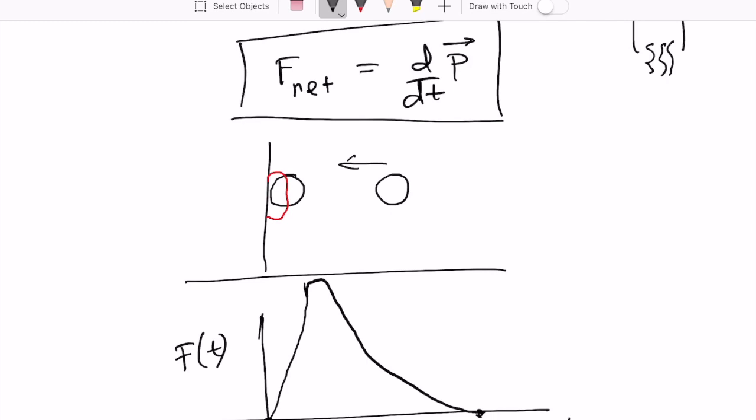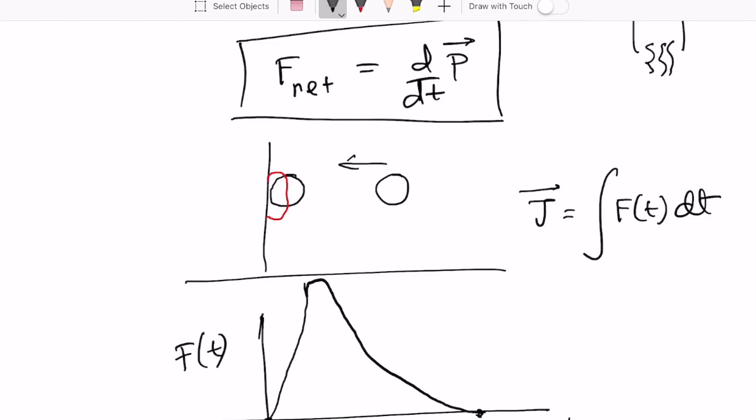So what is impulse? The symbol for impulse is J, and as you can see in this chapter, all the symbols and their letters are completely off. Momentum was P, impulse is J. So J is defined as the integral of the force over the time interval that it acts.